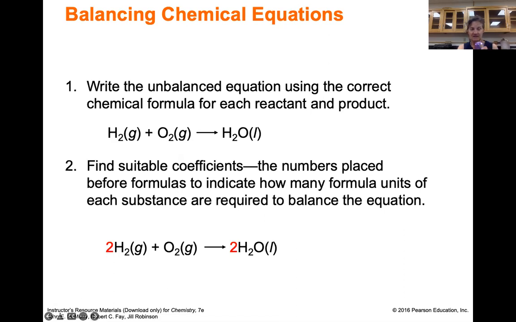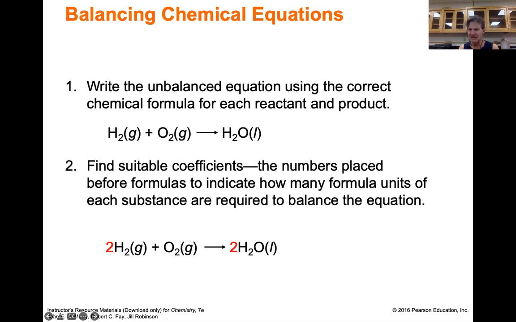So in order to balance these, you're going to write the unbalanced equation using the correct chemical formulas for each reactant and product. So if it's hydrogen gas and oxygen gas reacting to make water, you have to have the formulas right. It's H2. When you find hydrogen, it exists as a diatomic. When you find oxygen, it exists as a diatomic. And water is H2O. It's 2 hydrogen atoms for every 1 oxygen atom in a molecule. So we start with that.